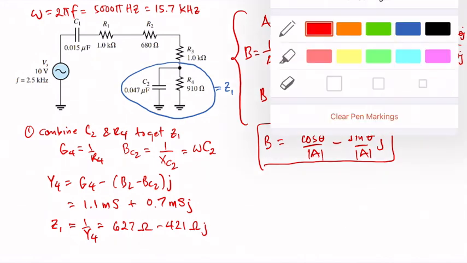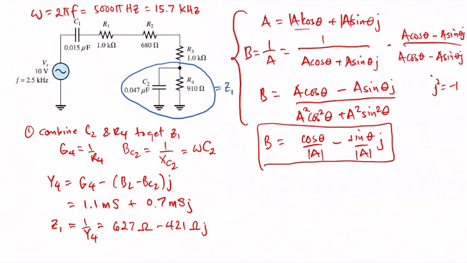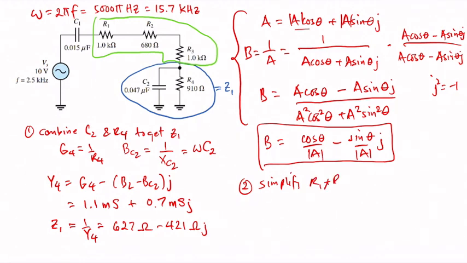Next step will be to solve for R1, R2, and R3. So in that case, that's step 2: simplify R1, R2, and R3.